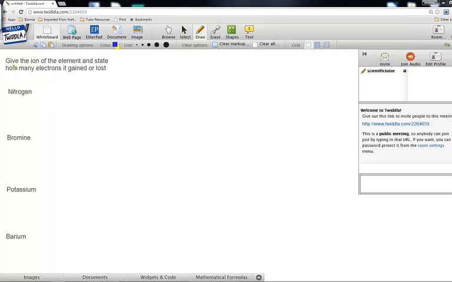The question here is, give the ion of the element and state how many electrons it gained or lost. First, let's represent the ion. Our first element is nitrogen.